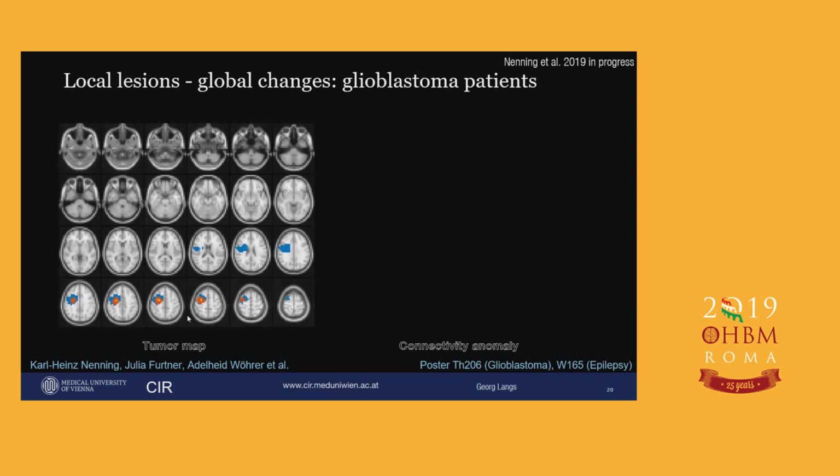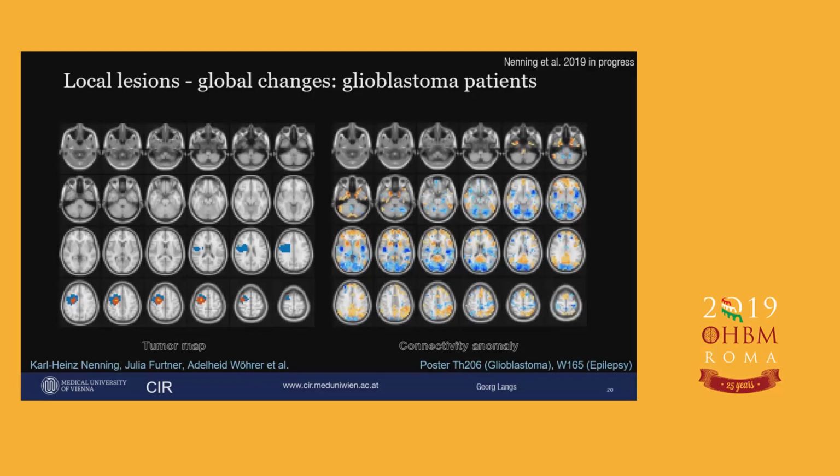And if we now look at the connectivity profiles and sample it across a large control cohort and then ask every voxel in the brain how much it deviates from this cohort, we get something like an anomaly map. And so what you immediately see is this anomaly map is not at all focal or centered around the lesion, but it's very, very widely distributed across the entire brain.